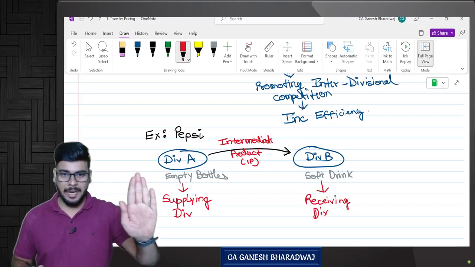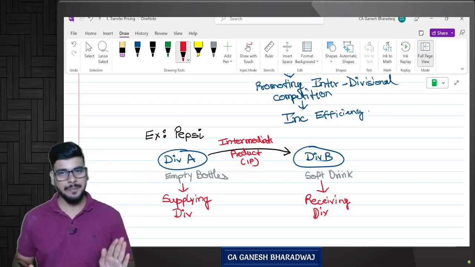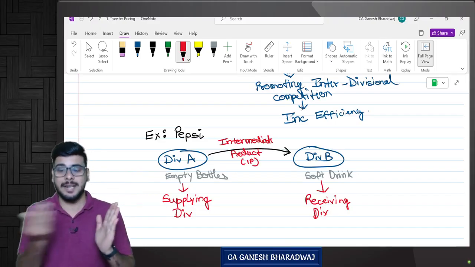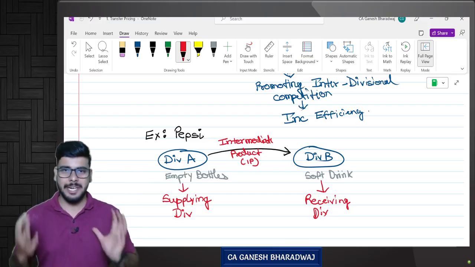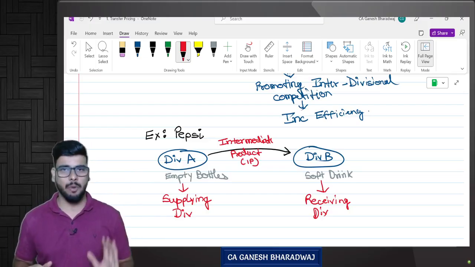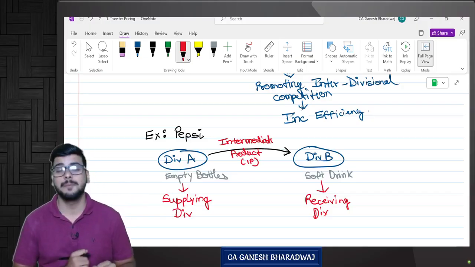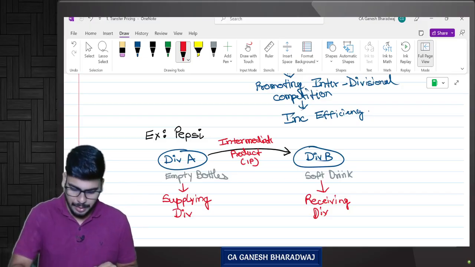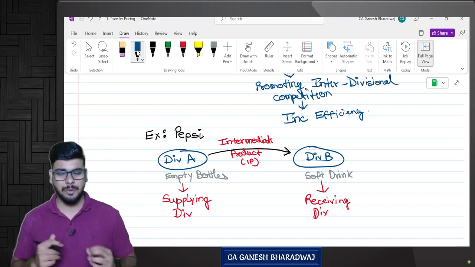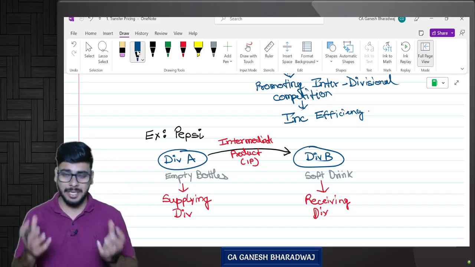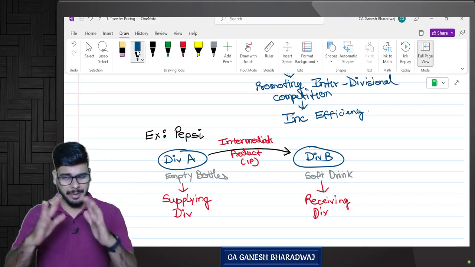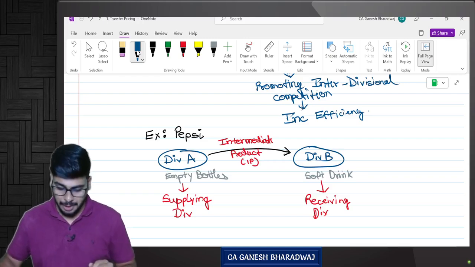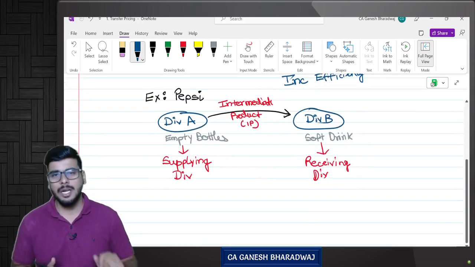So there is a supplying division, there is a receiving division, correct? And what gets transferred is called an intermediate product. In our example, that is empty bottles. Are you clear with this? Yes. Now, what is the problem here? Why do we need transfer pricing? What do you mean by transfer pricing? All of that we are going to see in this particular area right now.